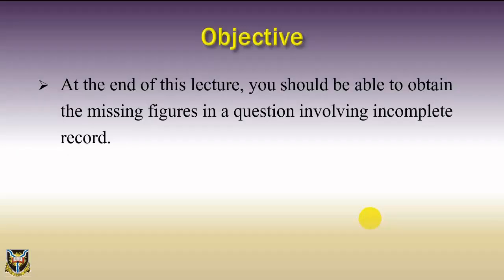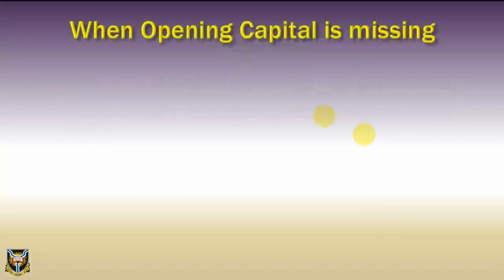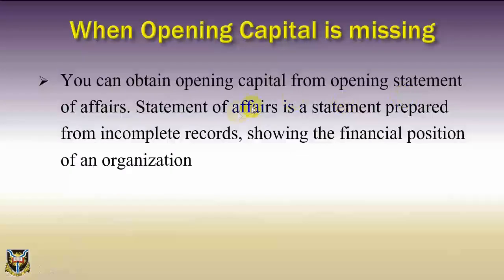Content. A. When opening capital is missing, you can obtain opening capital from opening statement of affairs. Statement of affairs is a statement prepared from incomplete records showing the financial position of an organization. Its equivalent from double entry is balance sheet.